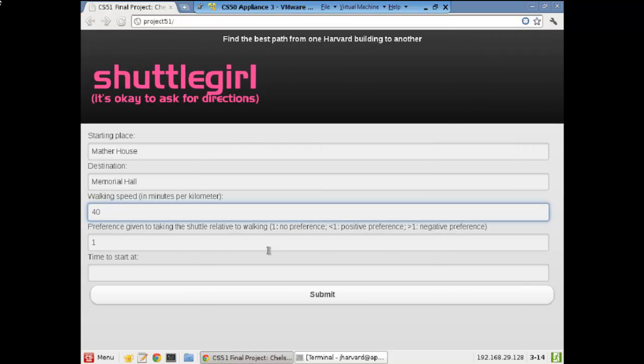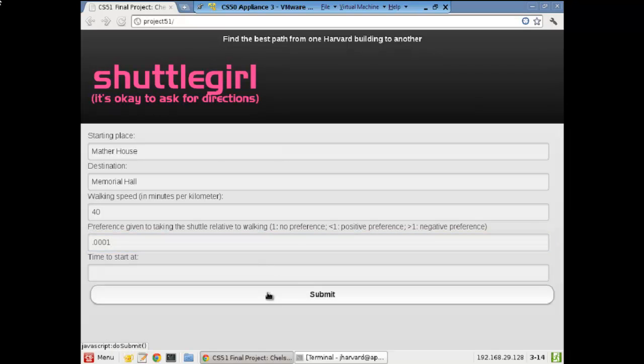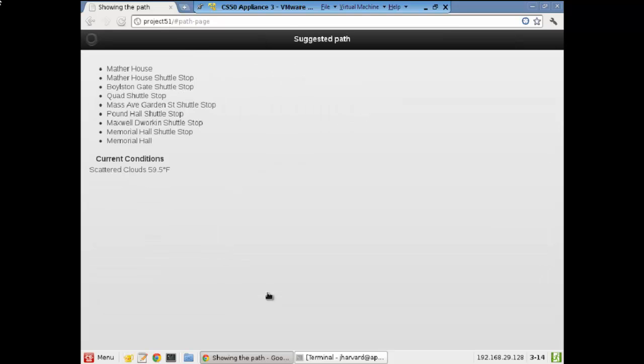Let's make ourselves half as fast as before and give ourselves a relatively high preference for taking the shuttle and see what happens. Now Shuttlegirl is recommending that we take the shuttle from Mather, but this time stay on it all the way up to the quad, then back down to Memorial Hall.